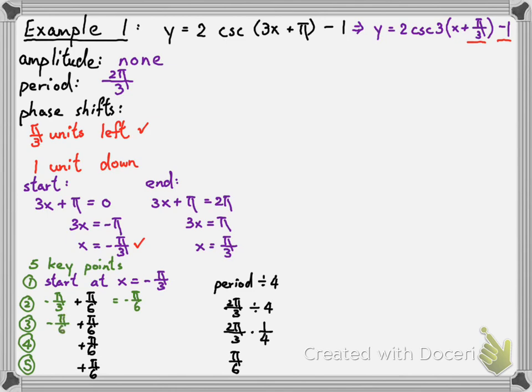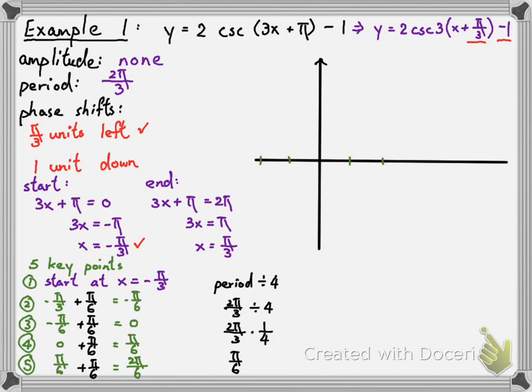Then now negative pi over 6 plus pi over 6, which is 0. Then 0 plus pi over 6, which is pi over 6. Now pi over 6 plus pi over 6, which is 2 pi over 6. So then now we have negative pi over 3, negative pi over 6, 0, pi over 6, and 2 pi over 6, which is equal to pi over 3.